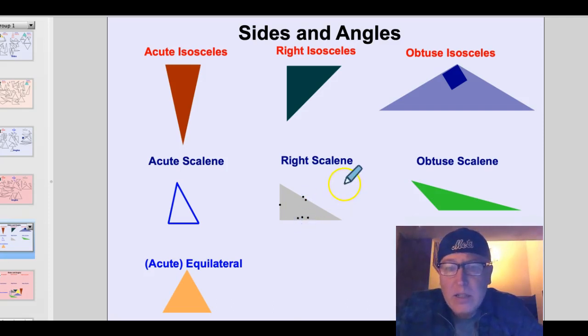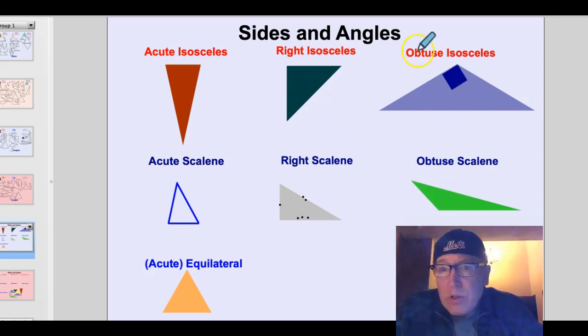I could have used dots, I guess. But it has a right angle. So if it has three different length sides and a right angle, it's a right scalene. If it has two different length sides, this side is one length and this side is the same length, and then there's this third side, then it's a right isosceles. Two sides that match, but a right angle, right and isosceles.